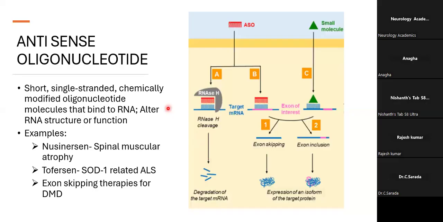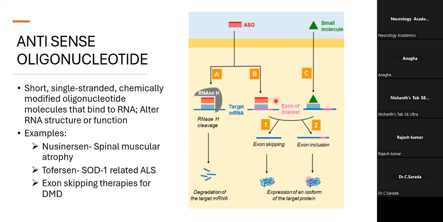RNA structure or function. So basically, there can be two mechanisms with which this antisense oligonucleotide can function. One is that this ASO binds to the mRNA and it induces the RNase H. So this RNase H enzyme cleaves the dysfunctional mRNA, resulting in degradation of the target mRNA, hence inhibiting the mRNA from acting and producing a toxic protein.